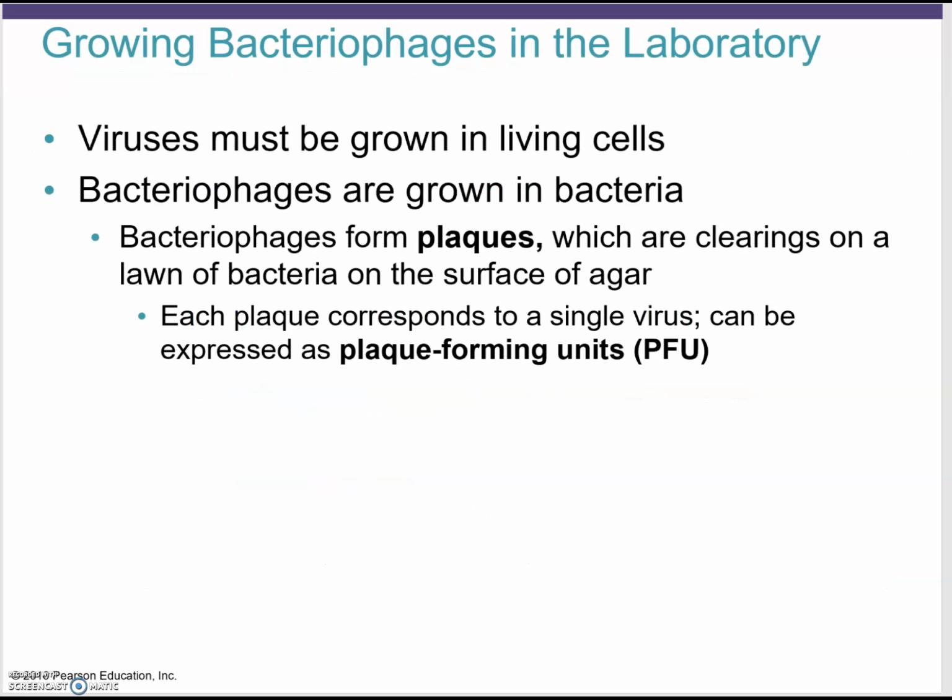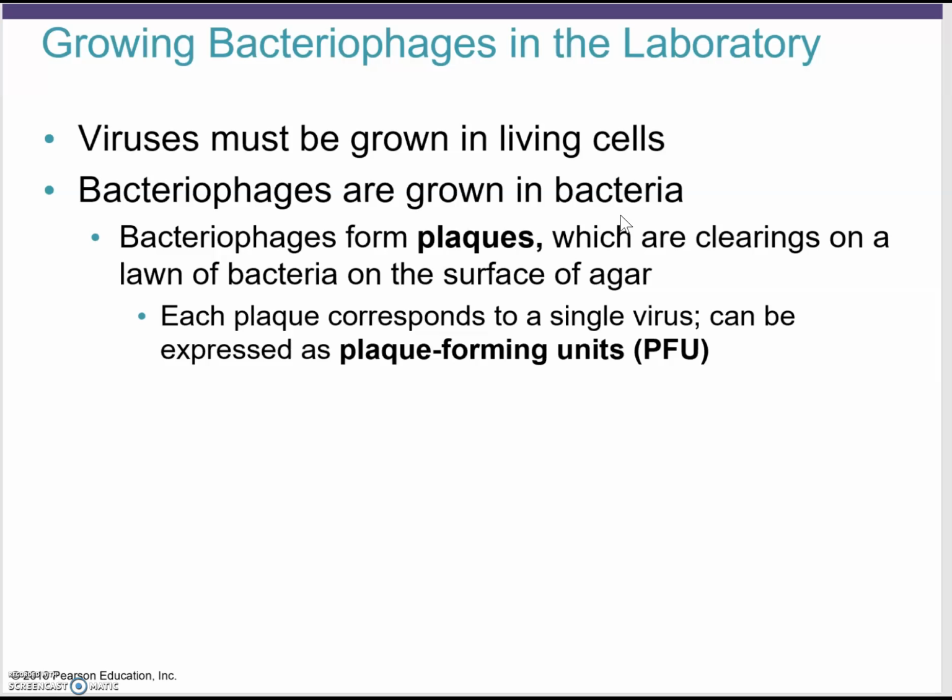So now let's take a look at how we could grow viruses. We already know that they must be grown in living cells. The easiest example to take a look at how we could grow viruses would be a bacteriophage. Now, bacteriophages must be grown in bacteria. And when they grow in bacteria, they eventually fill up the bacterial cell with all those new viruses, and they will burst out of those bacteria, thereby destroying the bacterial cell.